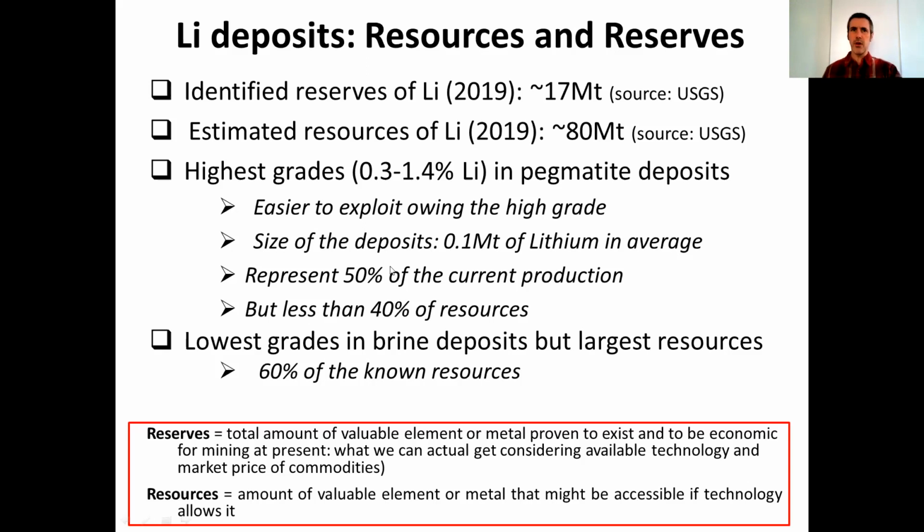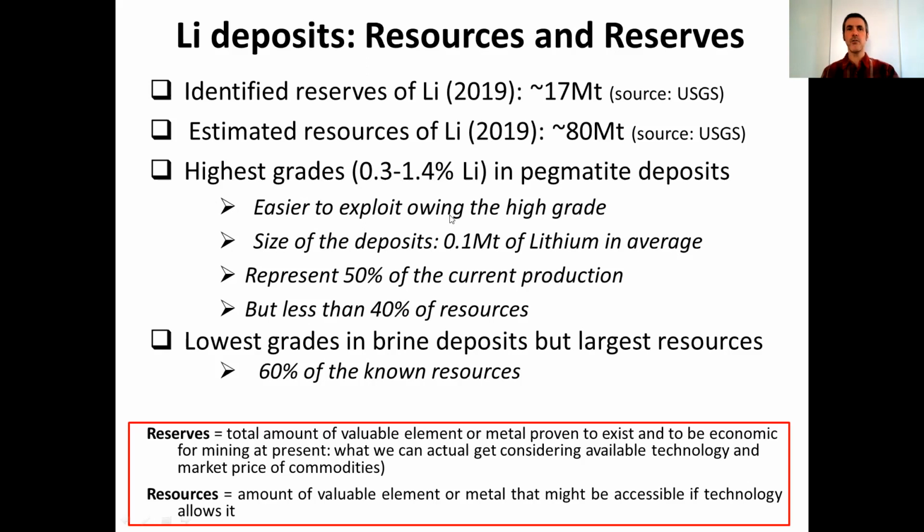So back to lithium, we have 17 million tons of identified reserves. That's the figure for 2019. We have about 80 million tons of estimated resources. Again, that's the figure for 2019. The highest grades are in pegmatite deposits, between 0.3 to 1.4% of lithium metal in these deposits.